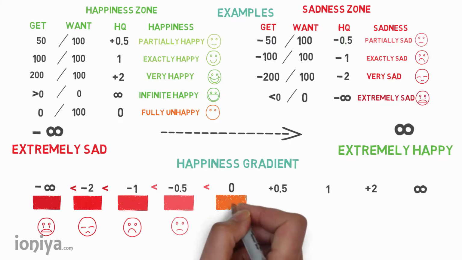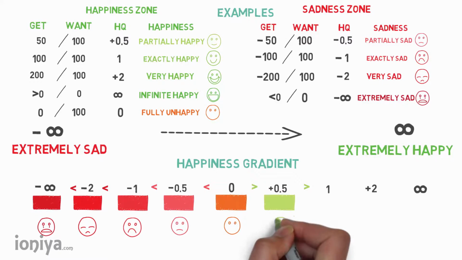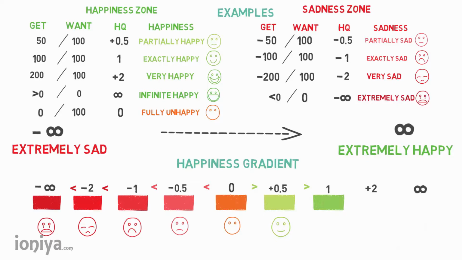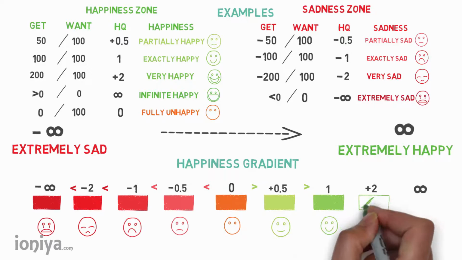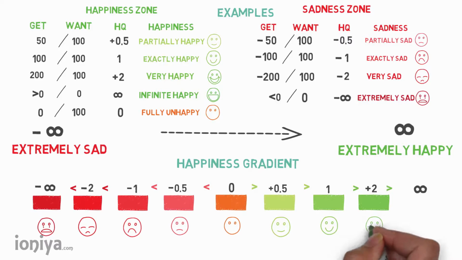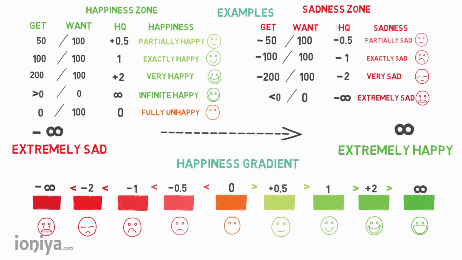The fifth gradient is when HQ is equal to 0, of getting nothing while wanting something. The sixth gradient is when HQ is between 0 and plus 1, of getting something positive while wanting more. The seventh gradient is when HQ is equal to plus 1, of getting exactly what is wanted. The eighth gradient is when HQ is between plus 1 and plus infinity, of getting positively more than wanting. The ninth gradient is when HQ is positive infinity, of getting something despite not wanting anything.